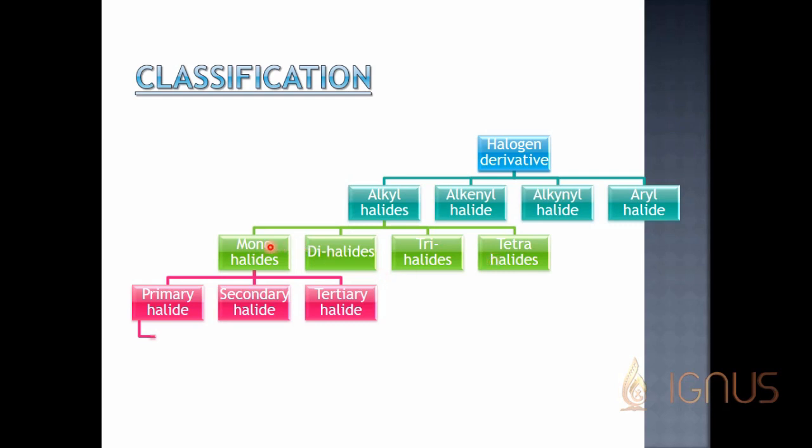Again, these monohalides are classified into primary halides, secondary halides and tertiary halides. If the halogen is attached to a primary carbon, then we will call it primary halides. If it is attached to a secondary carbon, then we will call it secondary halides. If it is attached to a tertiary carbon, then we will call it tertiary halides. Just try to remember the classifications.